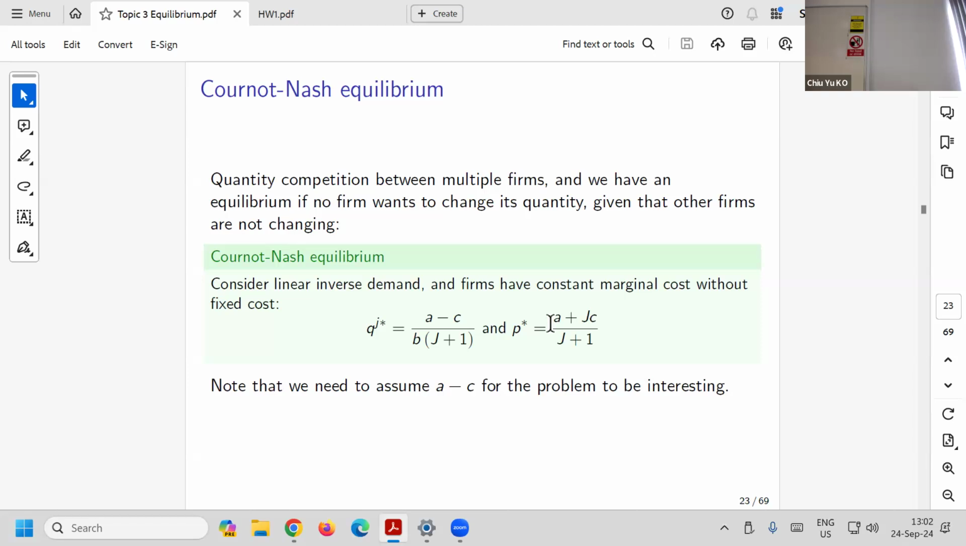See, if C goes up, what happens to Q? Does it make sense? When C goes up, P goes up. When C goes up, Q goes down. Makes sense, right?